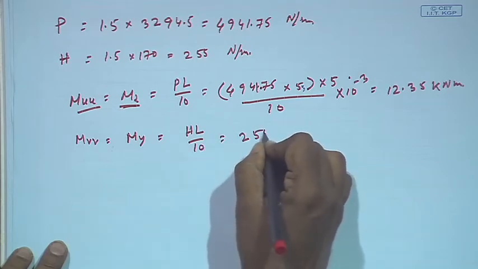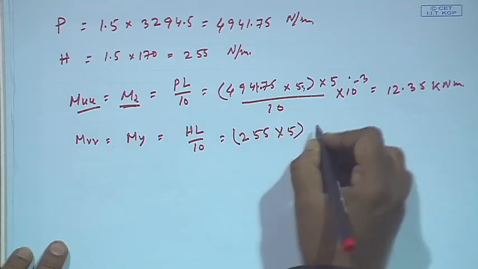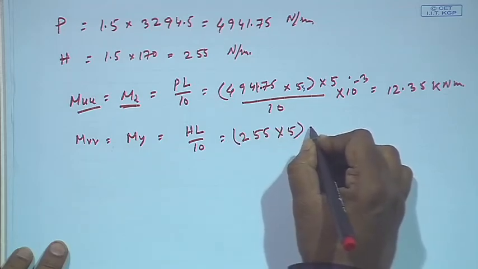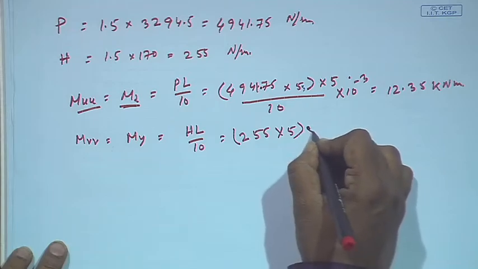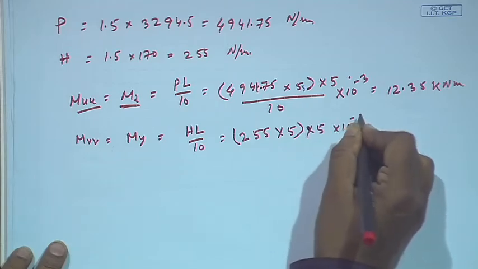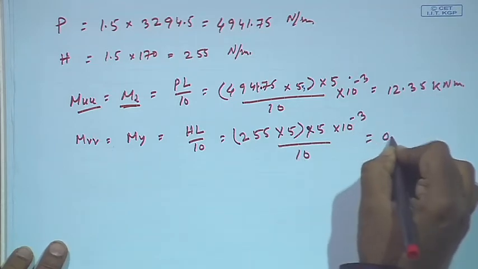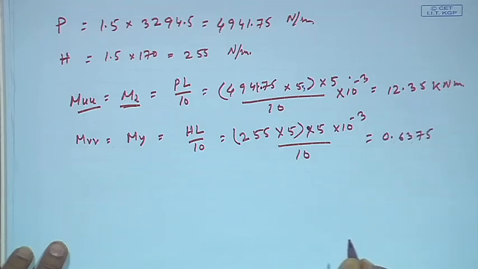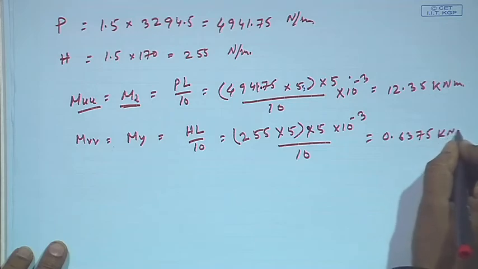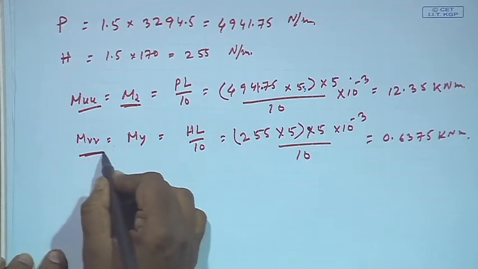So, H was 255 into 5, the total horizontal load, into 5 into 10 to the power minus 3 by 10. So, this will be 0.6375 kilonewton meter. Okay, so MUU and MVV we obtained.